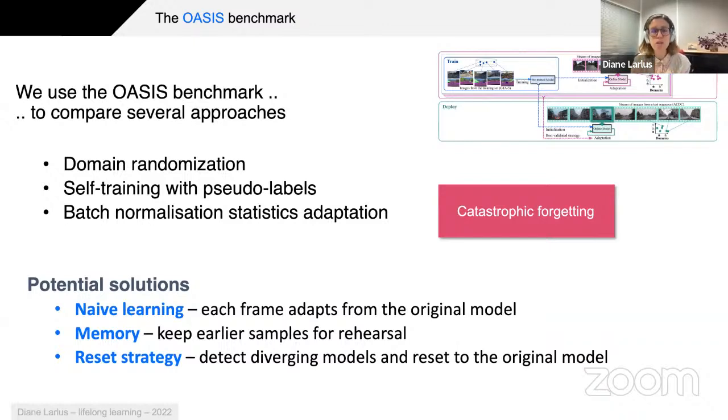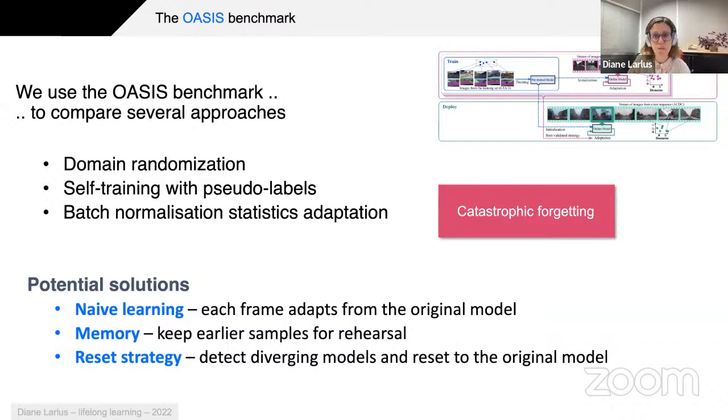Something else you can do is to use a memory bank. You can keep a few original training samples, and you can use them from time to time for retraining. So that's extremely powerful. But as we discussed a few minutes ago, sometimes you simply cannot store samples for privacy reasons.